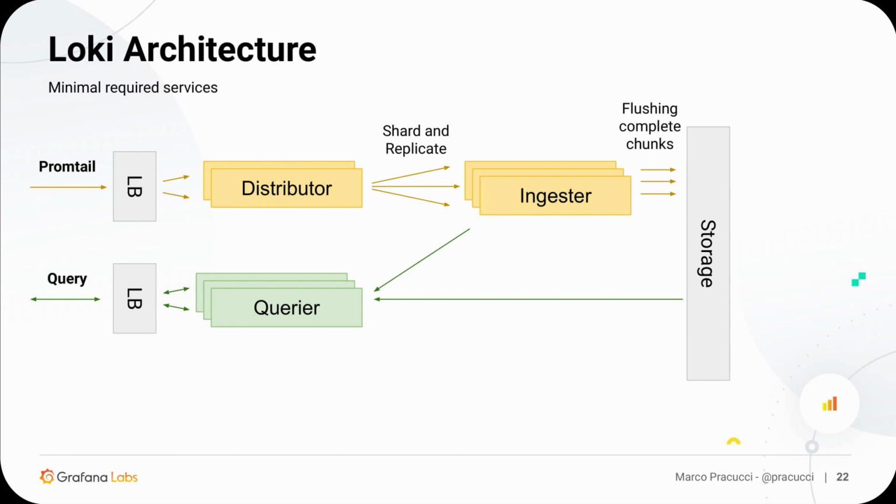A chunk is like a compressed buffer of received logs. And once a chunk is complete, which means it's full, the ingester flushes the chunk to a shared storage and offloads the chunk from the memory. Otherwise, it will go out of memory soon.